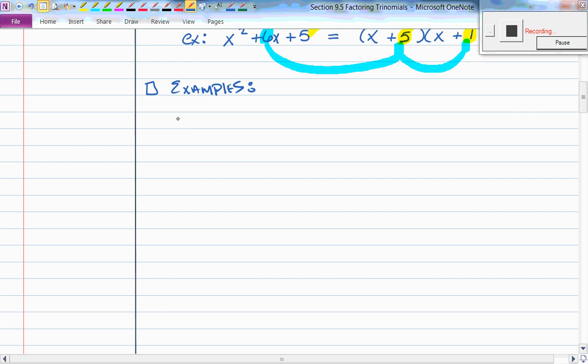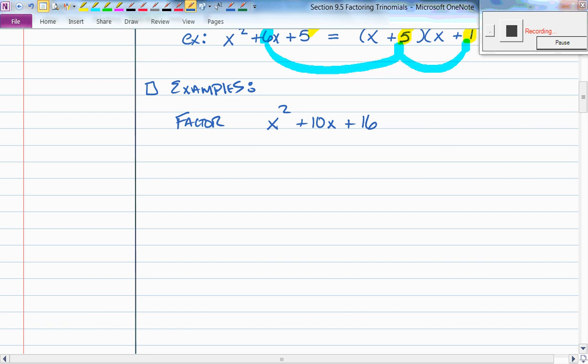So let's factor x squared plus 10x plus 16. Okay, first of all, is this a polynomial? Yes or no? Yes, it is. What type of polynomial is it? Trinomial, good. What's the leading coefficient? The leading coefficient is 1. It's the number out in front. All right?